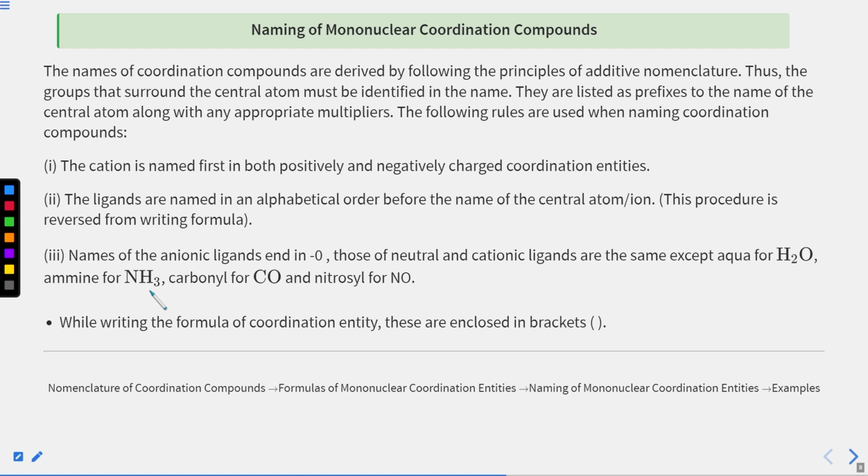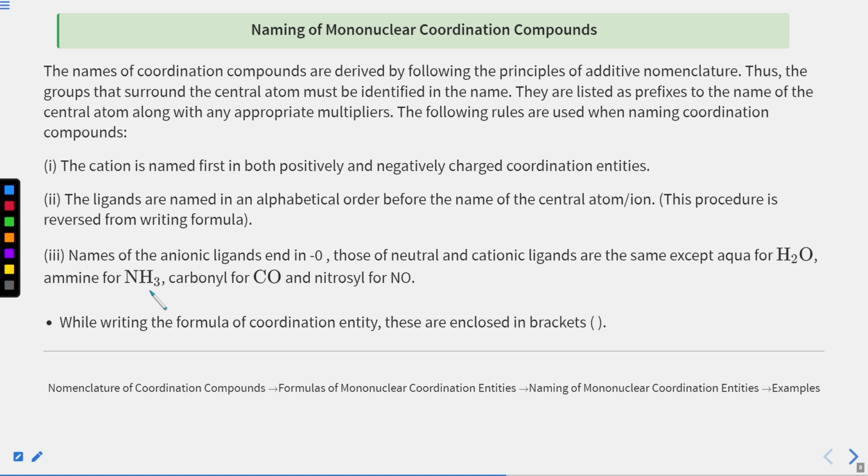Now if I talk about the naming, it is written in this way. The cation is named first in both positively and negatively charged entities. We have seen examples of positively and negatively charged entities; we can have both. Now the ligands are named in alphabetic order. This procedure is reversed for writing the formula. So the ligands are named in alphabetic order before the name of the central atom.